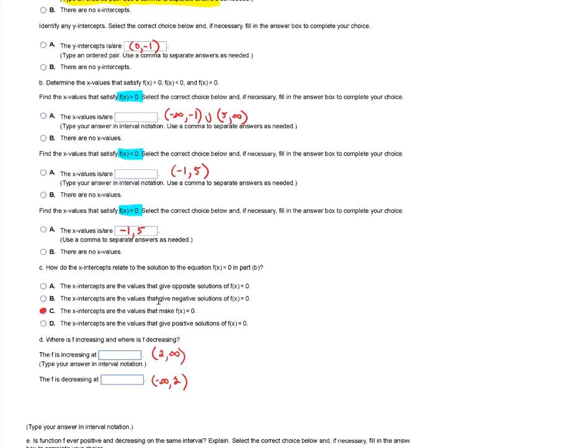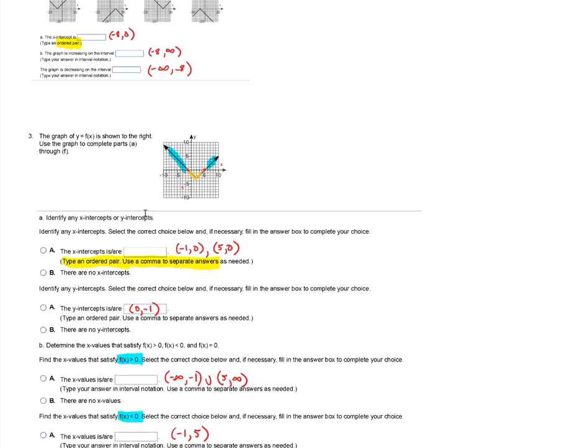How do the x-intercepts relate to the solution? The x-intercepts are the values that make f of x equal 0. It's where they hit the x-axis. Where is f increasing? Where is it decreasing? So let's look. It changes direction here. So it is decreasing from here to here. It's increasing from here to here. And that x value there is 2.